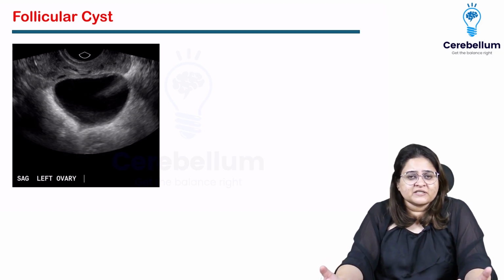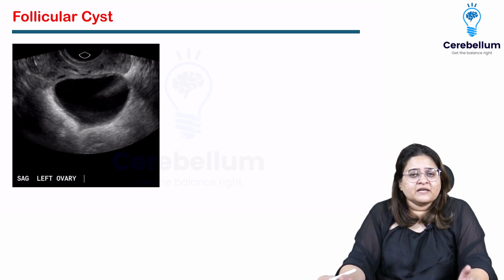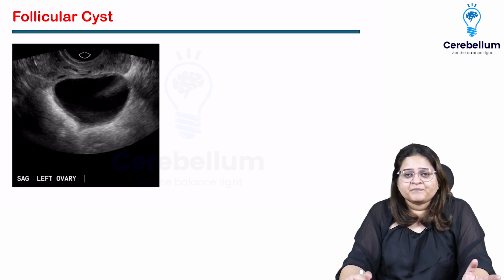On an ultrasound of 5 centimeters, a simple cyst is found. Her LMP was 2 weeks back. That means she's not pregnant. What do you do next?